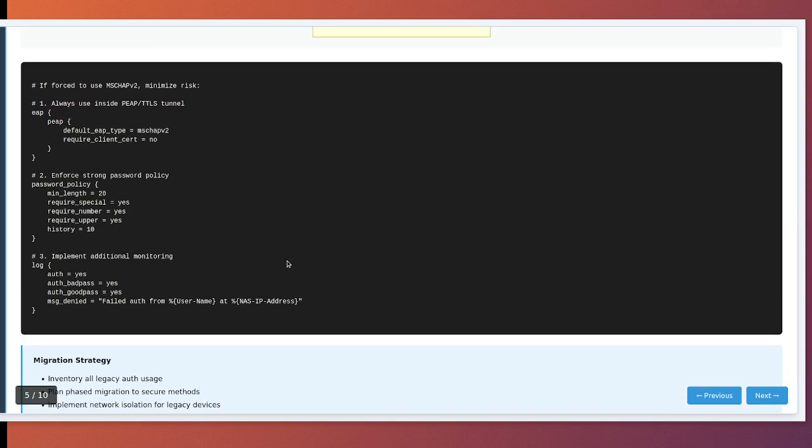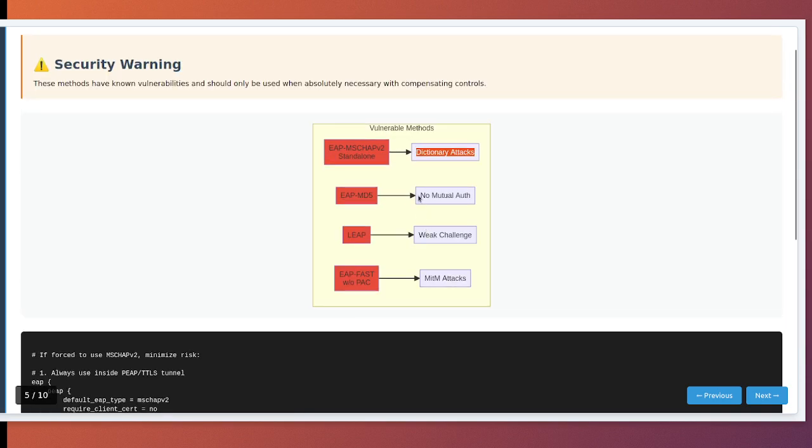Other legacy methods to avoid are EAP-MD5, which provides no mutual authentication, LEAP, Cisco's proprietary method, which has known vulnerabilities, and EAP-FAST, without proper PAC provisioning. If you encounter these in your environment, it is time for an upgrade. My recommendation? Use these legacy methods only as a temporary measure while you migrate to something better. Document every system using weak authentication, have a migration plan, and implement compensating controls in the meantime.